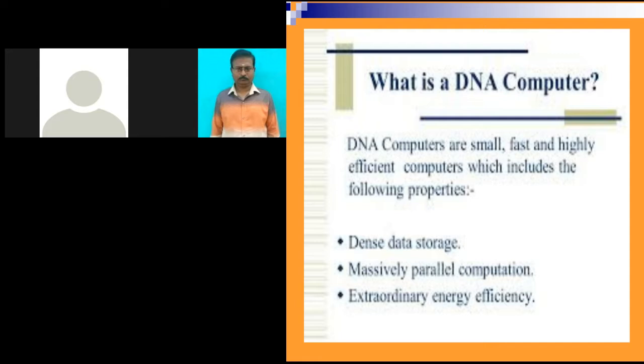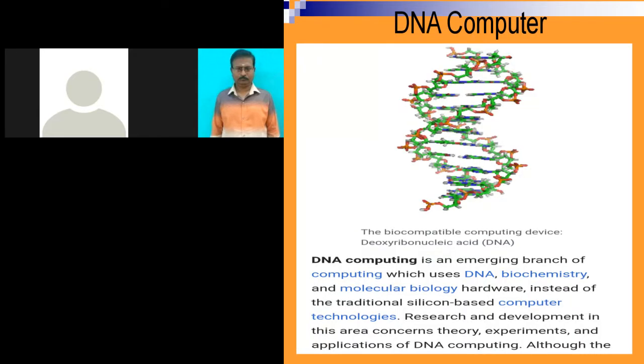Dense data storage capacity is there in a DNA computer. The reason is that DNA is a tiny particle, that is, it is a nanoparticle. Then massively parallel computation. Parallel processing or parallel computation is the important property of a DNA molecule. That is a very important property that is not there in a conventional computer. Then extraordinary energy efficiency. That is another advantage of a DNA computer.